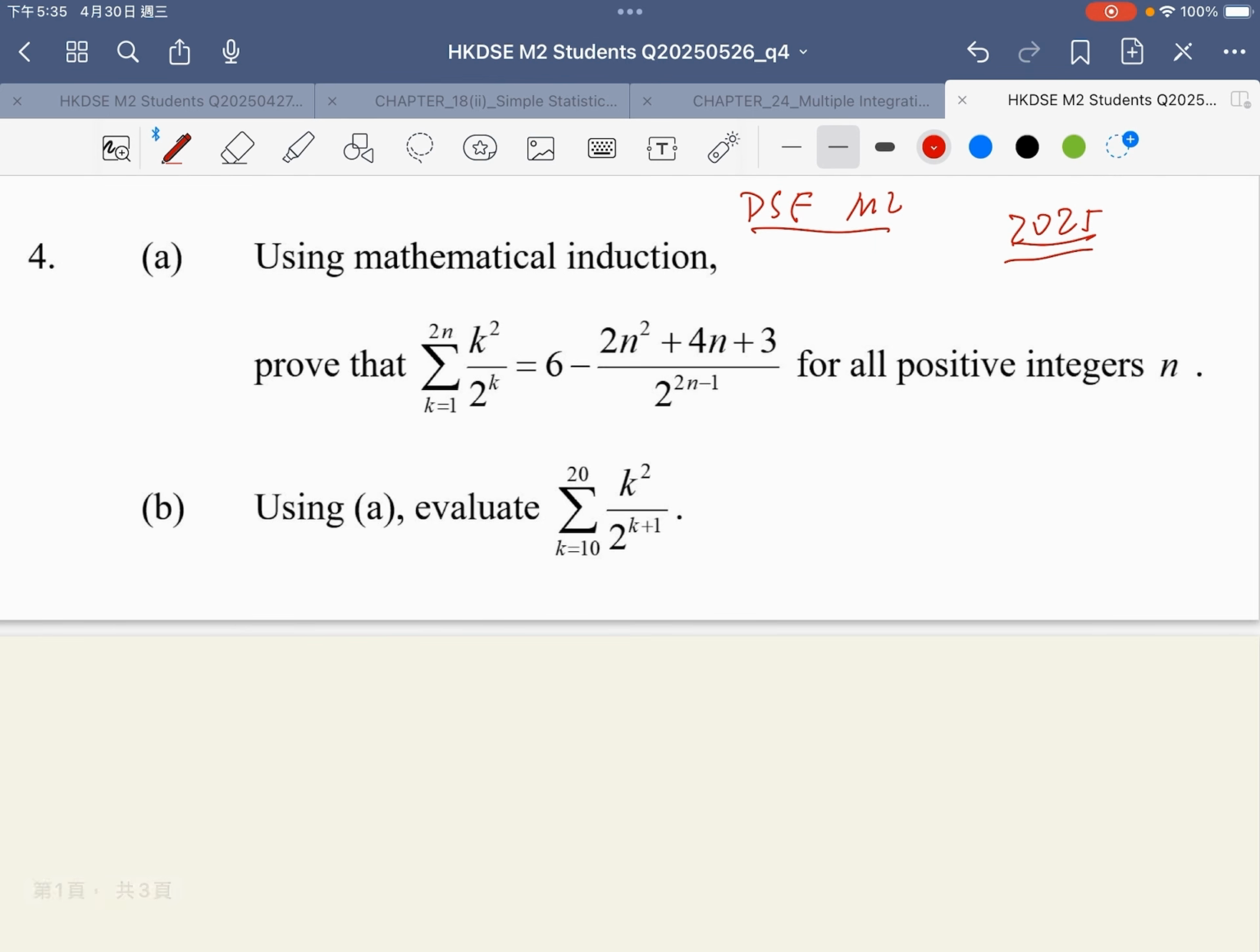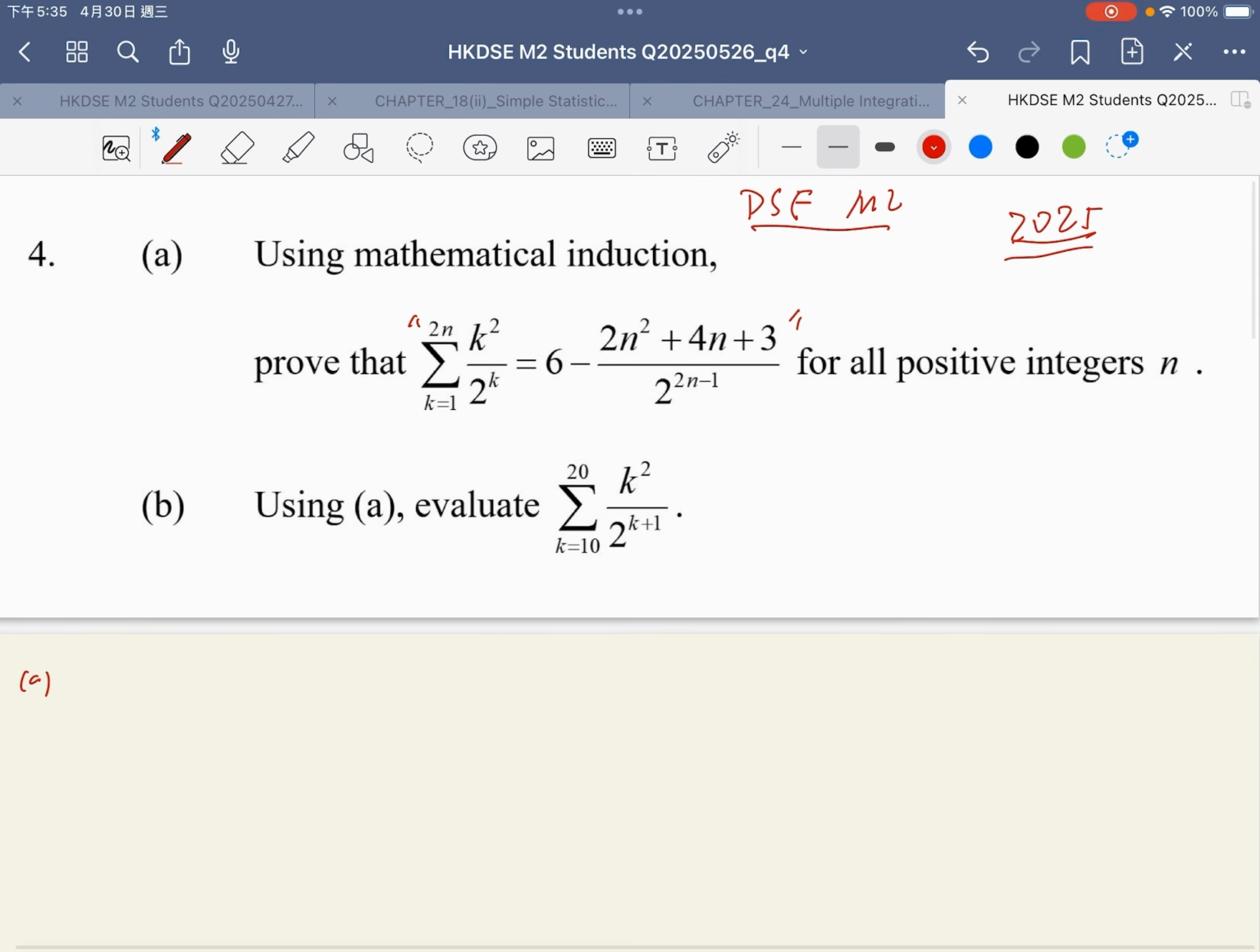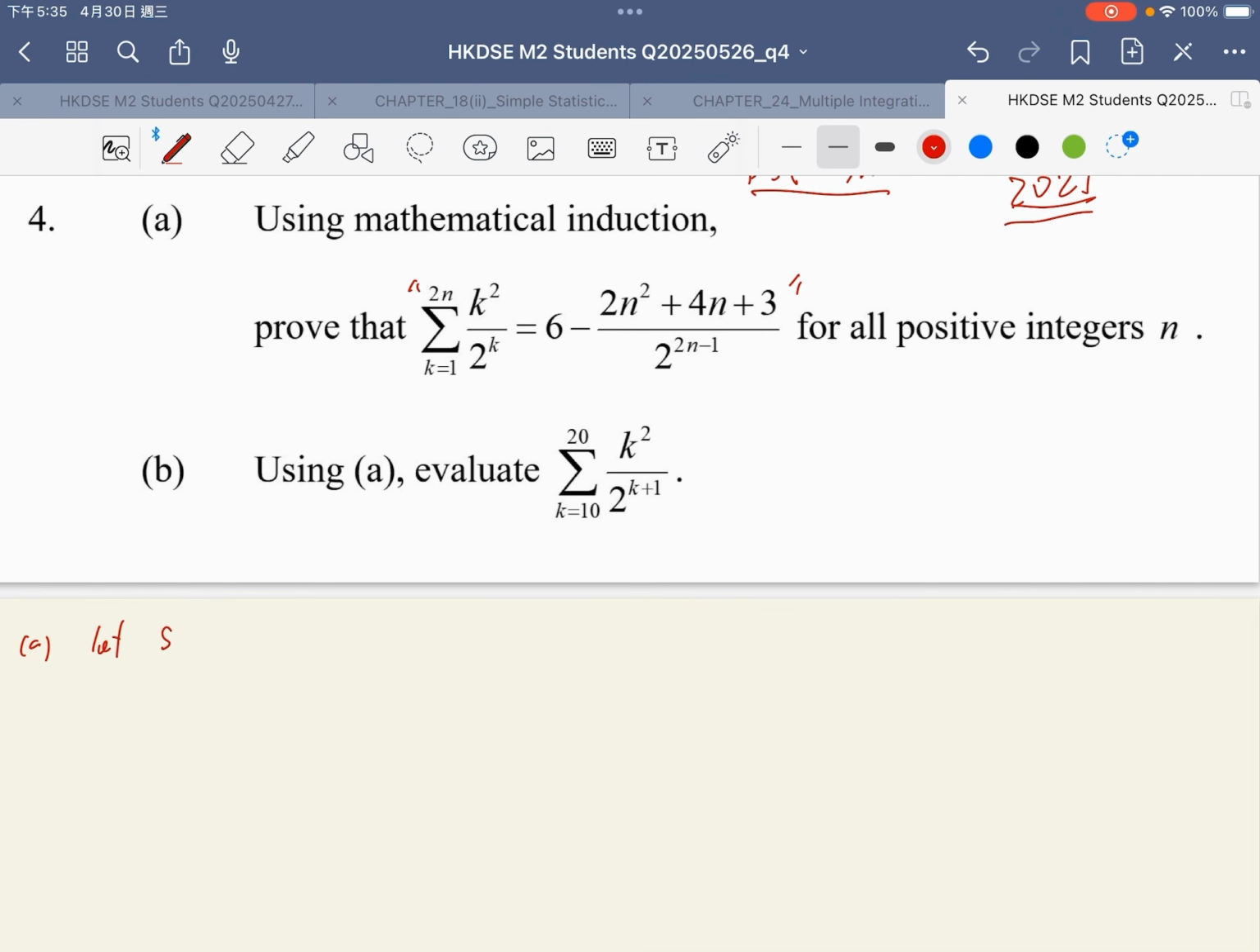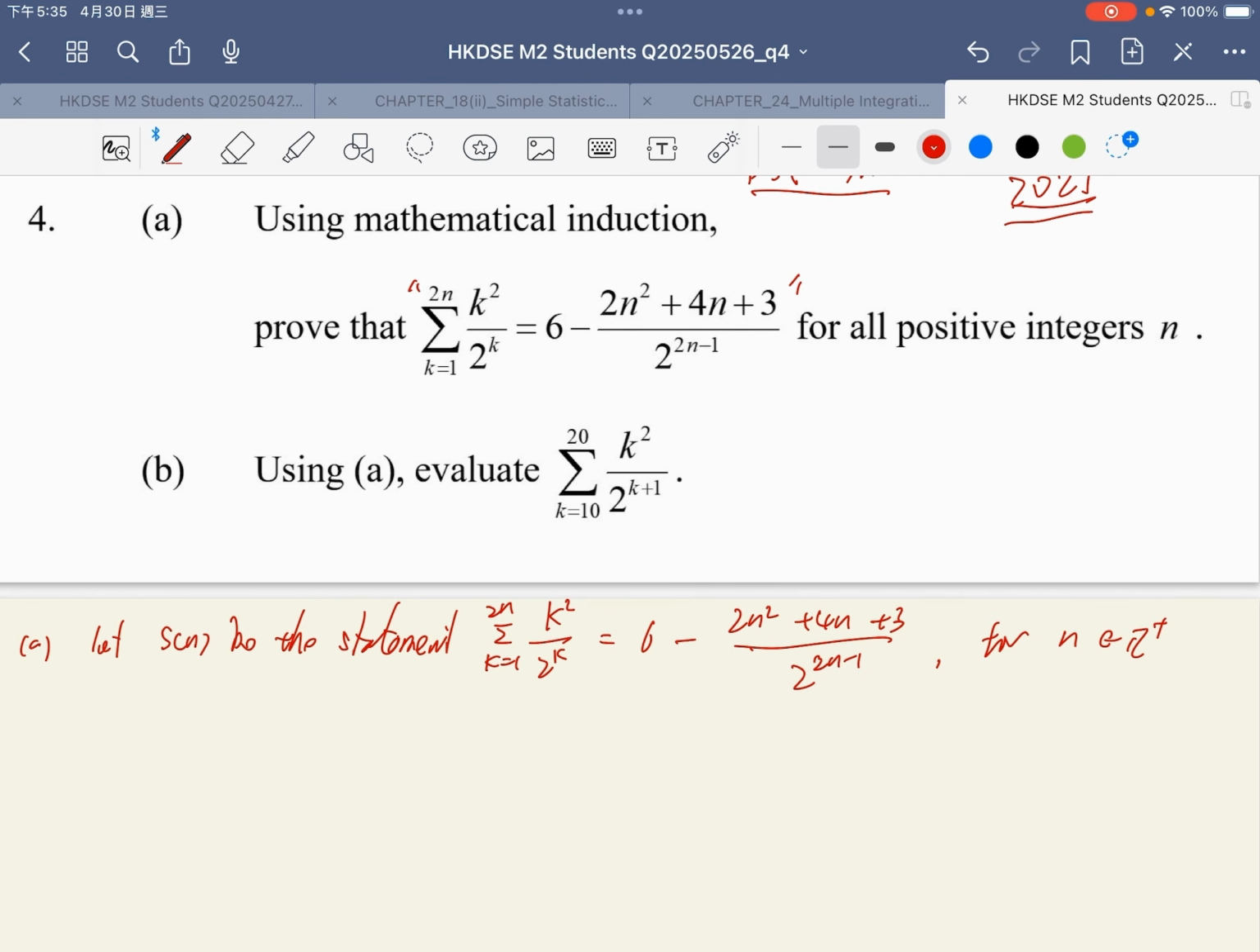Okay, let's look at this question. Using mathematical induction, prove this identity. Therefore I let Sn be the statement: summation k from 1 to 2n of k squared over 2 to the power k equal to 6 minus (2n squared plus 4n plus 3) over 2 to the power 2n minus 1, for n a positive integer.